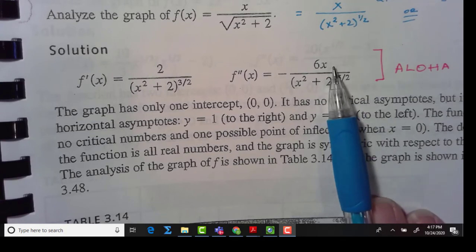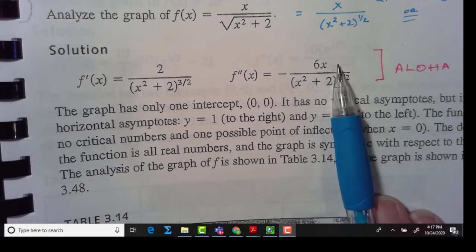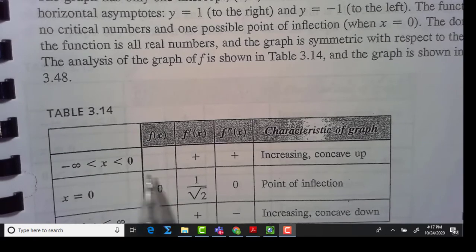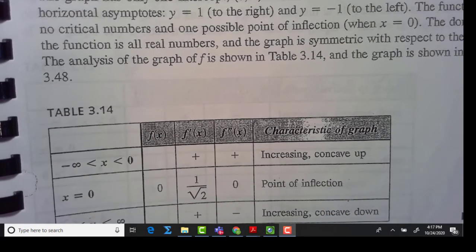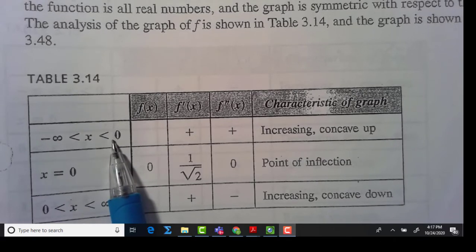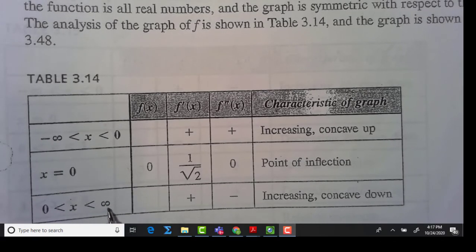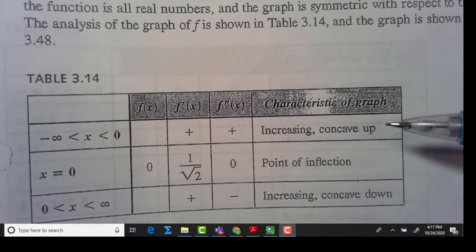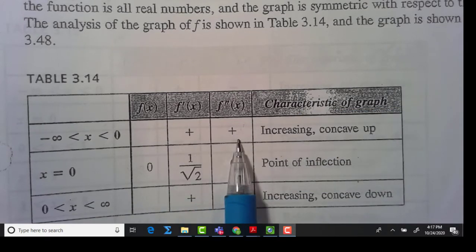That is where x is 0, so we have a possible point of inflection, and we need to see if concavity changes around that 0. So again, here is a chart you can look at, and you can do test values, something between negative infinity and 0 and positive infinity. You see the sign of the second derivative changes. So we have an increasing concave up and an increasing concave down.